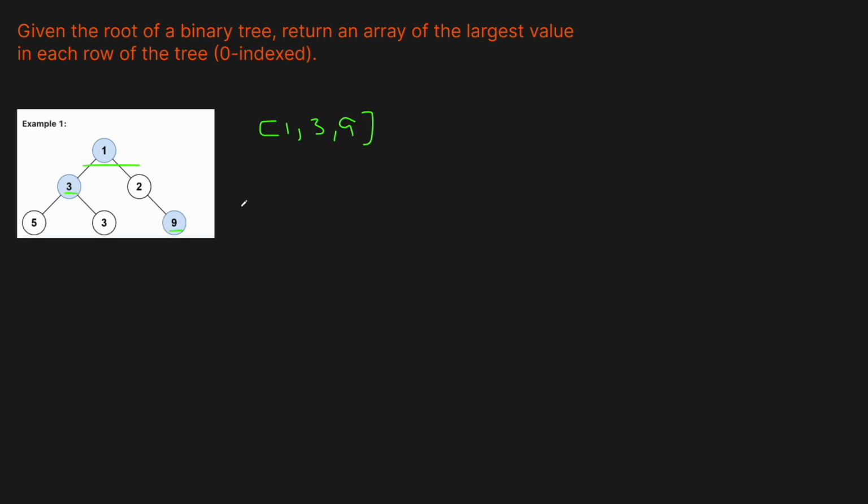So this problem is really straightforward and there's really no tricks to it. It's just going to be a straightforward breadth first search, doing a level order traversal of the tree, and we're going to keep track of the maximum that we've seen on each level. That's really all we have to do.